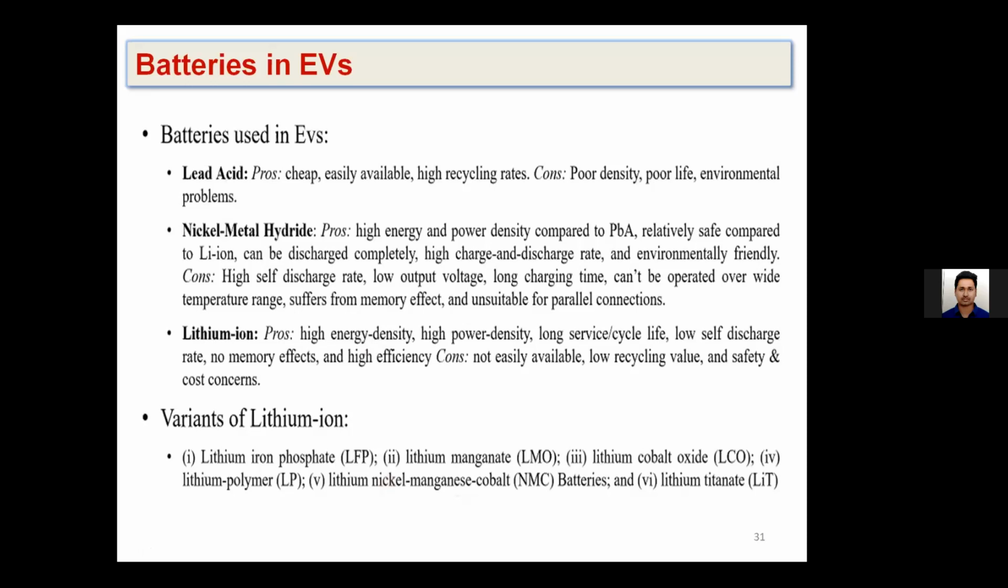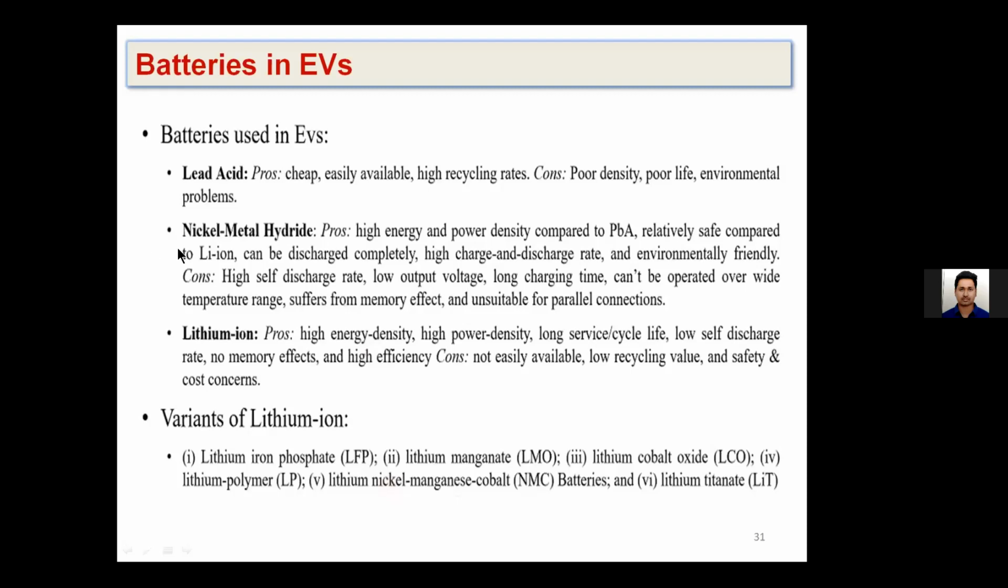What do you mean by self-discharge rate? As I mentioned, lead acid has a high self-discharge rate. So sometimes you may not use the battery, but it dies out. Even if you don't use a battery for a long time, it dies out. That is what we call the self-discharge rate.